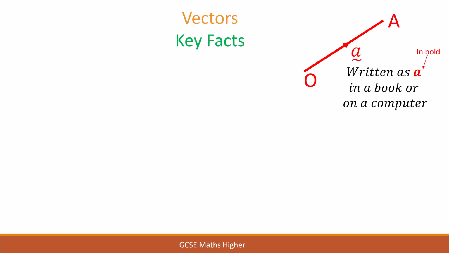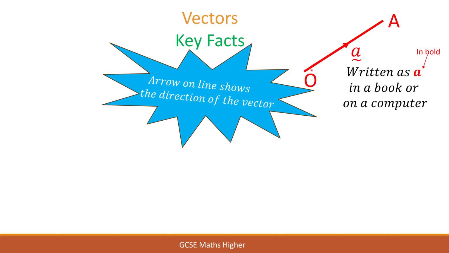Now, every vector will have an arrow on it. And if there is no arrow, you will have to draw the arrows in to see what is going on. Now, the arrow indicates the direction of the vector, so which way you are going. So if I start at point O and I'm going to point A, this arrow indicates I start at point 0 and I go up to point A.